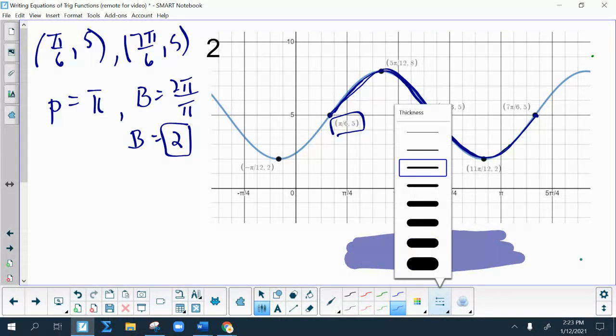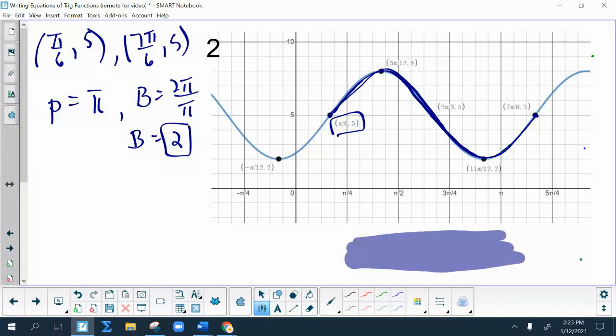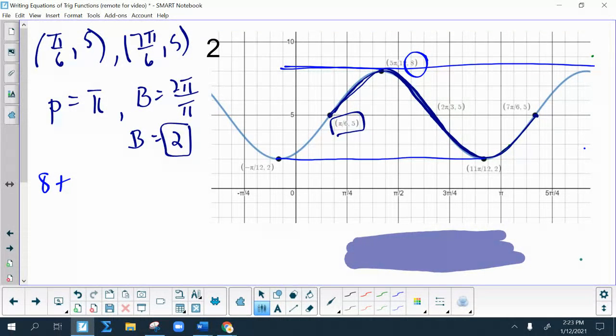Then I need to find the amplitude and the shift up or down, because clearly that has occurred as well. I usually do the shift up and down first by looking for the lowest value and the highest value and finding the midpoint of those. The highest value occurs at 8. Sorry, the lowest value occurs at 2. Add them and divide by 2 to find the middle: 10 divided by 2 is 5. That is the shift up. That's your d value. So we went up 5.